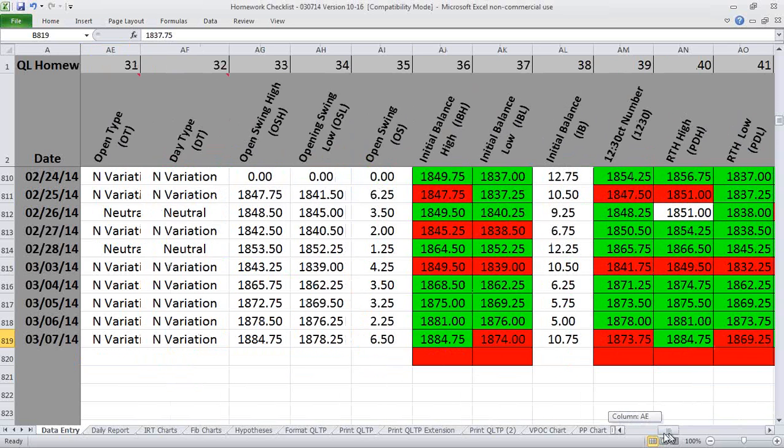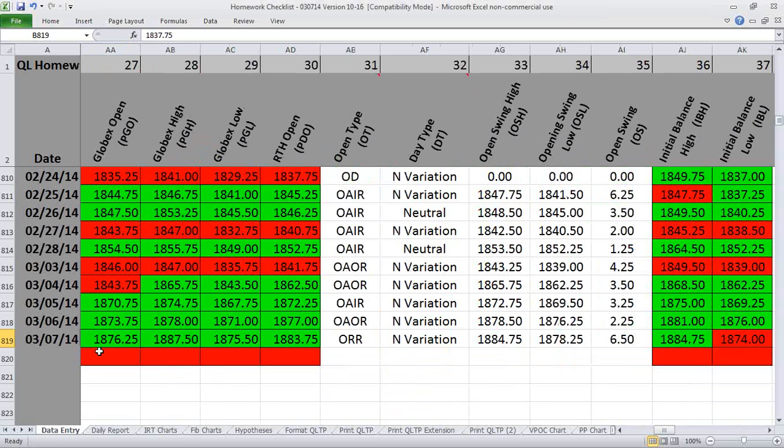So let's take a look at what happened on Friday. Friday opened the Globex at 1876 and a quarter. Had the high put in at 1887.50. The all-time high at 1887 was put in the Globex. Globex low 1875.50, and we opened the RTH session at 1883.75. We had an open rejection reverse.